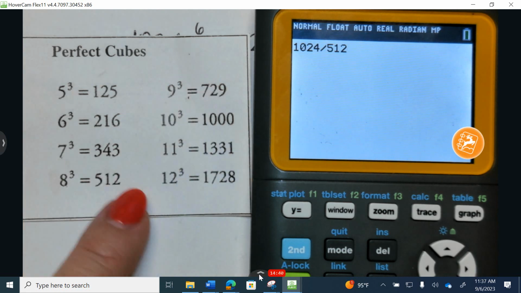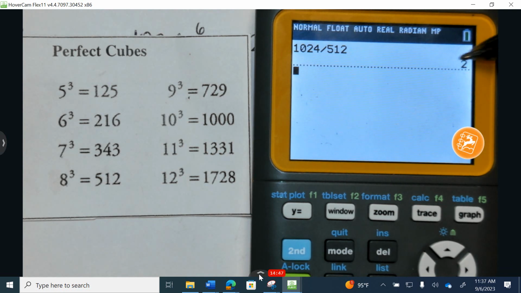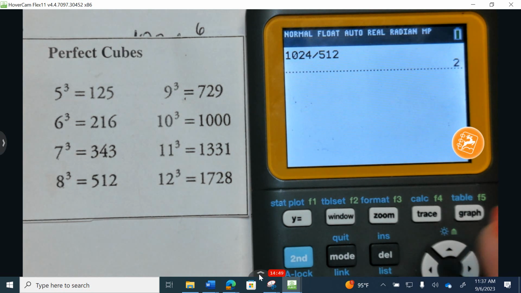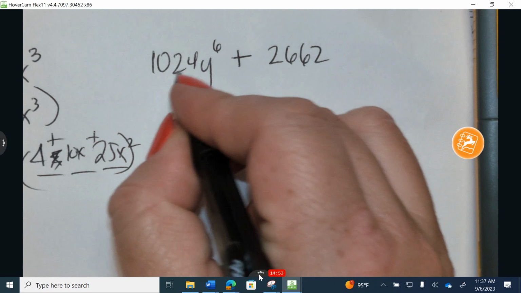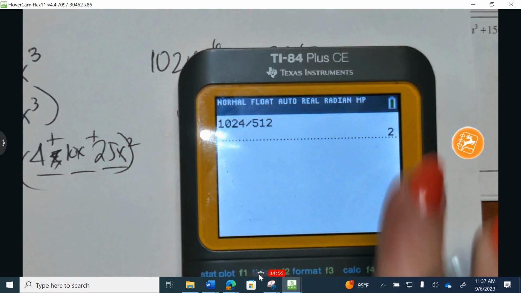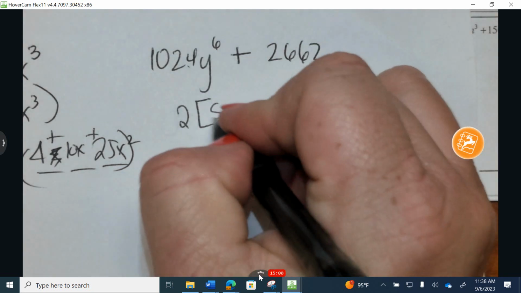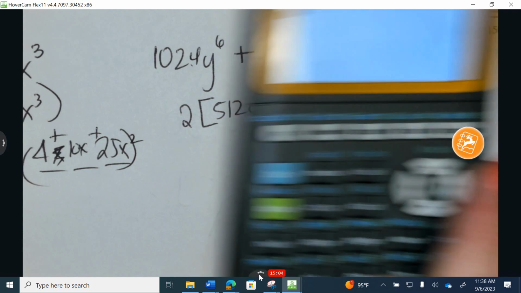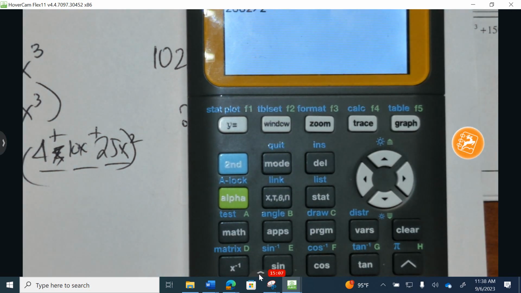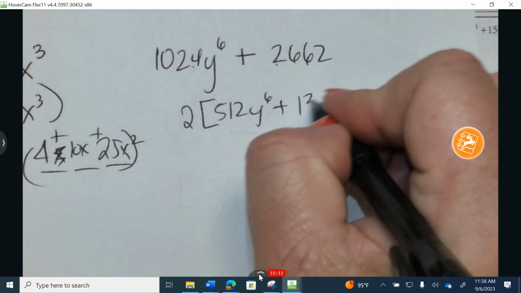I'm just going to go all the way down the list until I see if it's possible to get one that gives me a whole number. When you reach a whole number, this whole number tells you the number that you need to try to factor out. So I'm going to put a 2 out front, and let's see if this works. 1024 divided by 2 is 512. Is 512 on the list? Okay. Take 2,662 divided by 2. Is 1,331 on the list?